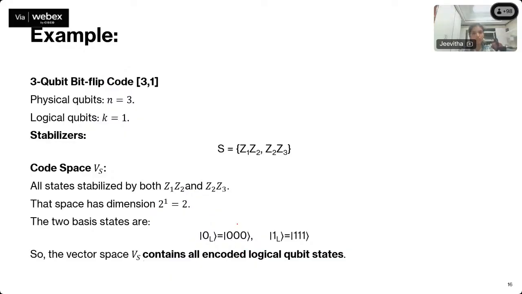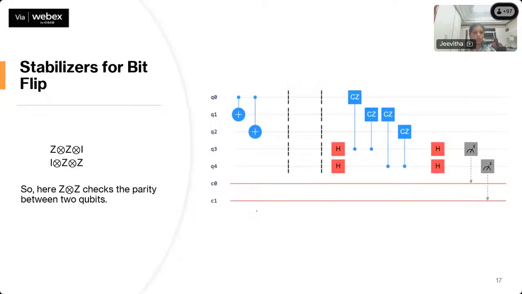Whichever states are not stabilized by the stabilizer, it means that those states contain errors. Have you all understood the stabilizer part?